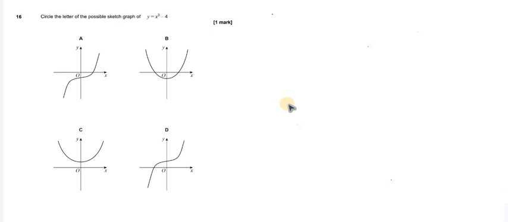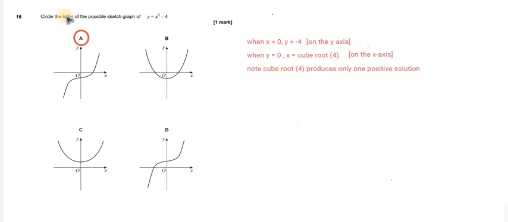Question 16. Circle the letter of the possible sketch of y equals x cubed minus 4. I circled A. We'll go through the elimination method of how I did that. With the equation of the graph, when x is equal to 0, y is equal to minus 4. That means the graph should intersect the y-axis at one point below the x-axis.